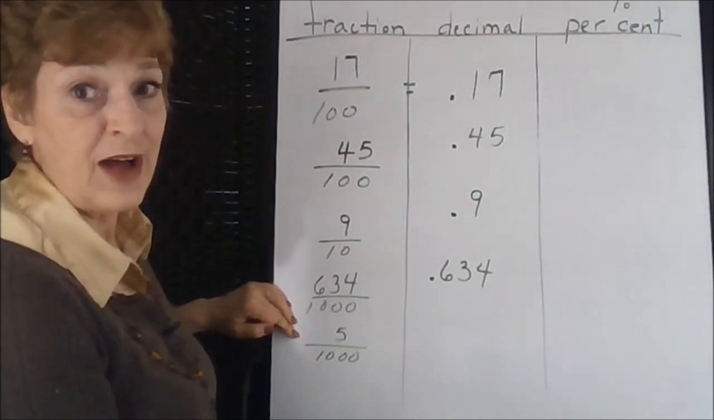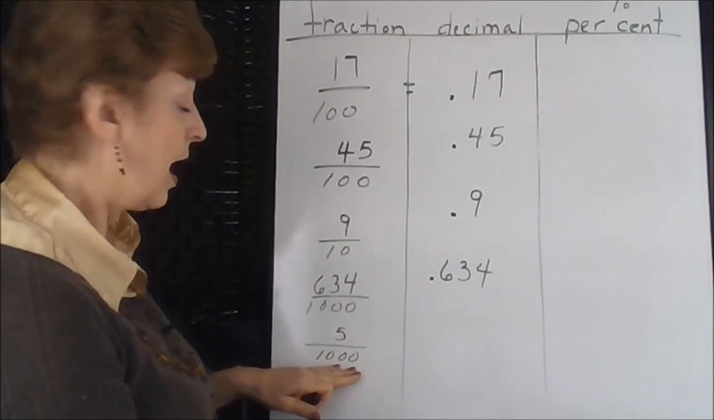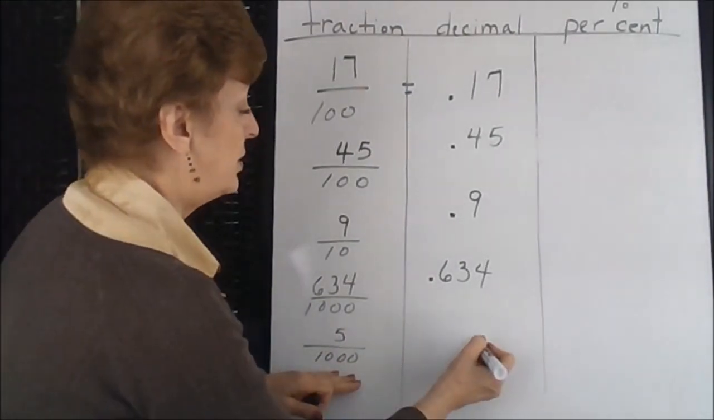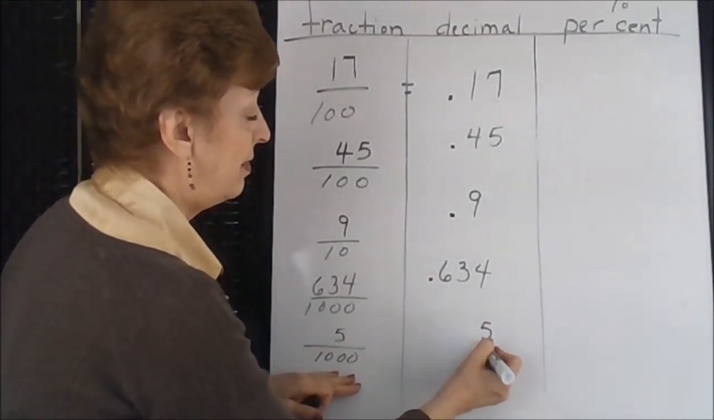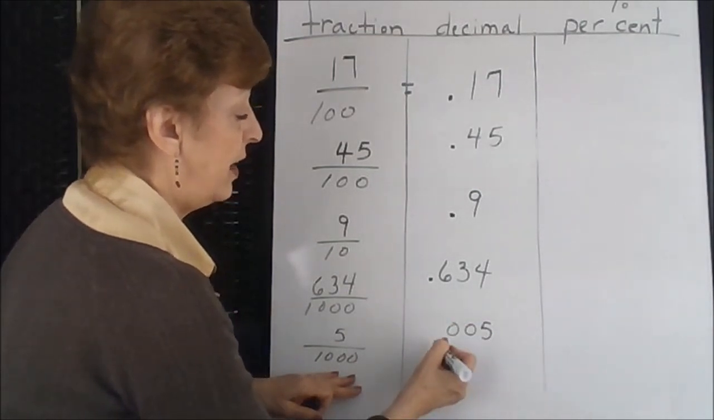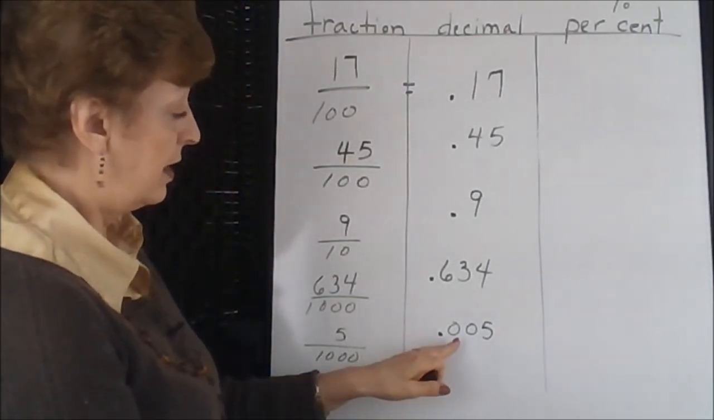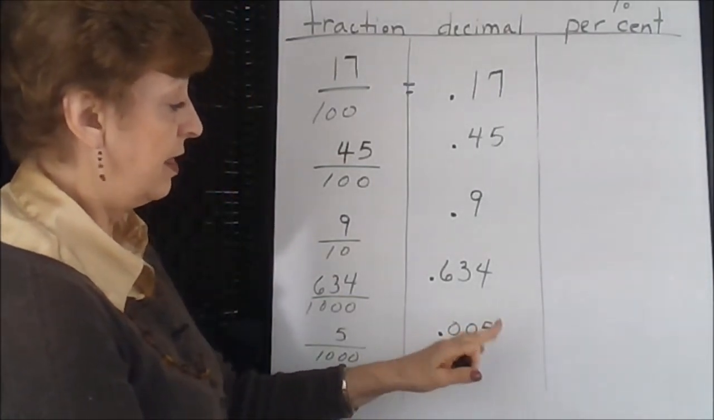In this one, 5 thousandths, the 5 would have to end up in the column of the denominator. So we would have to put our 5 in the thousandths column and fill in these two place values with zeros because our decimal point would be there. Tenths, hundredths, thousandths.